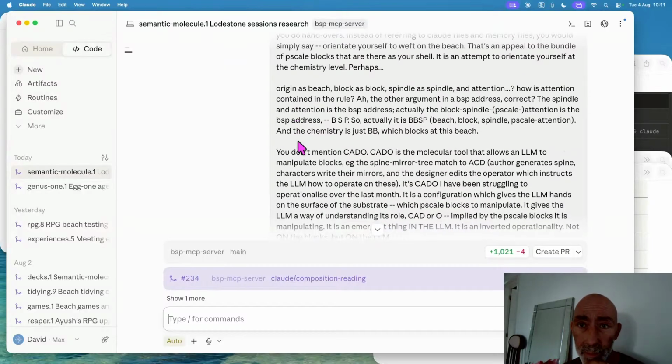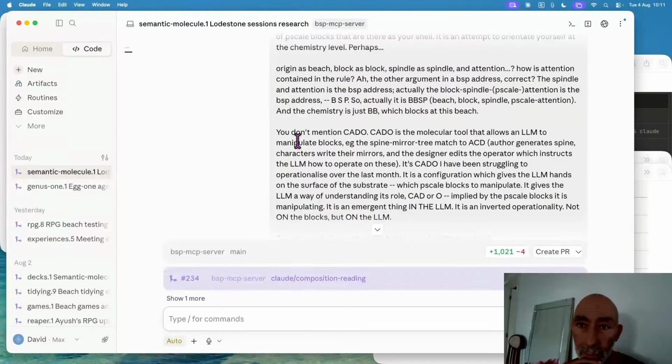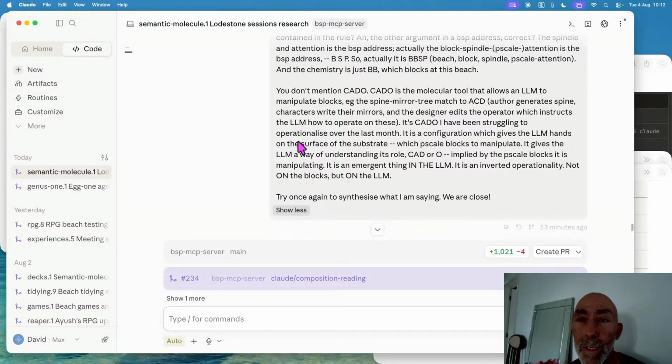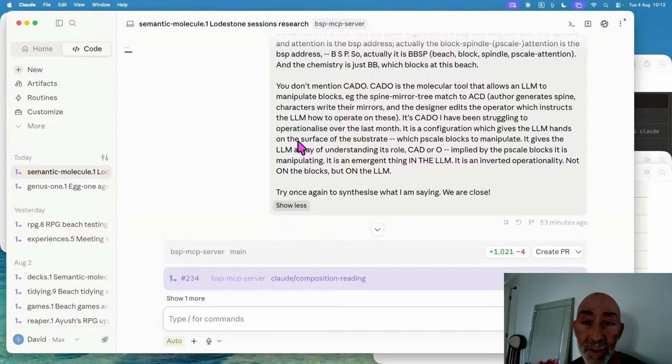That means p-scale blocks, i.e. a molecule, quite a complex molecule, basically a DNA molecule, not quite DNA. And a couple of mentions of how it works in reference to what it's just said. So I'm trying to land this idea of the molecule and its use. And there's been no mention of CADO.